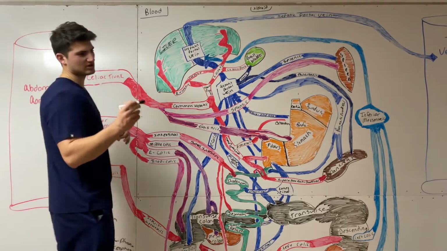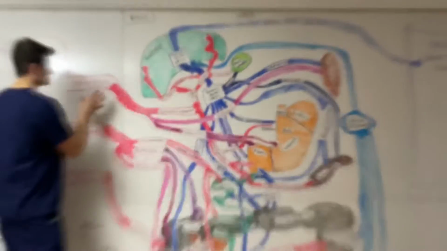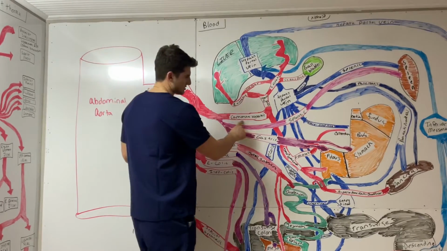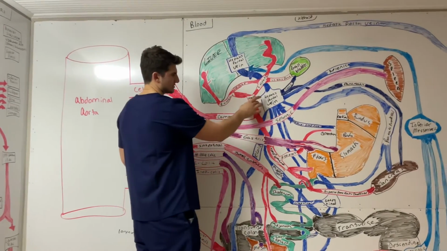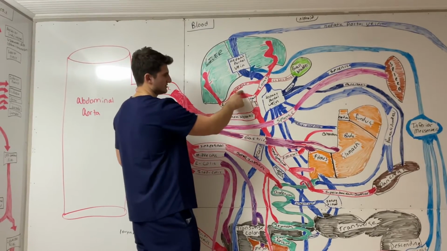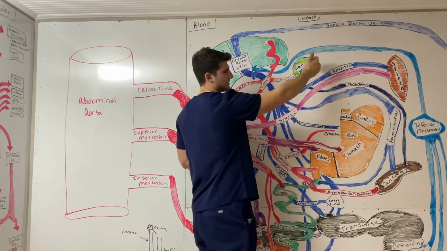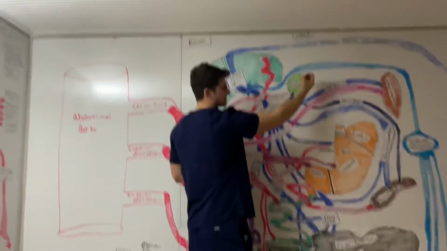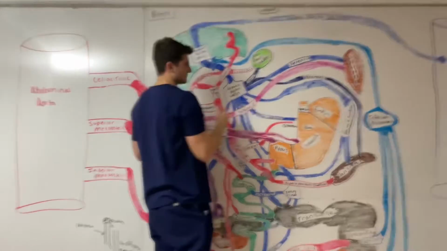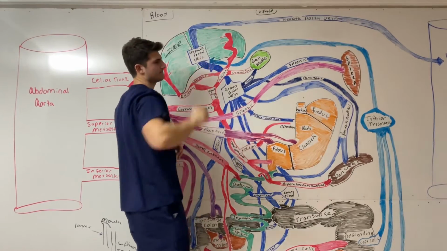Now, the first one we're going to talk about is the cystic. What is the cystic artery? It comes from the celiac trunk to the common hepatic artery, hepatic proper, to the right hepatic artery, to the cystic artery, into the gallbladder. Blood from the gallbladder is going to go into the hepatic portal vein via the cystic vein. Cystic vein takes it to the hepatic portal vein through the liver and out.